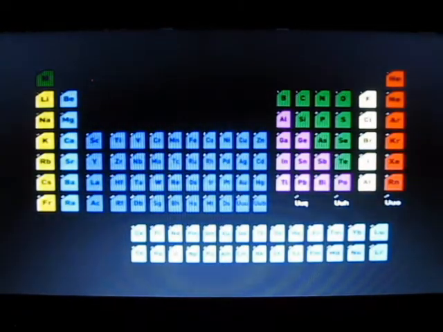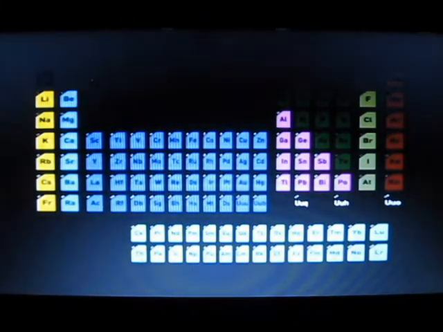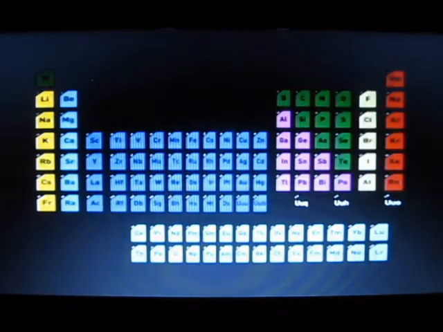75% of all the elements are metals. Let's look for patterns in reactivity among them. The easier it is for atoms to lose electrons, the more reactive they will be. Group 1 elements are more reactive than Group 2 elements because their atoms lose electrons more easily.